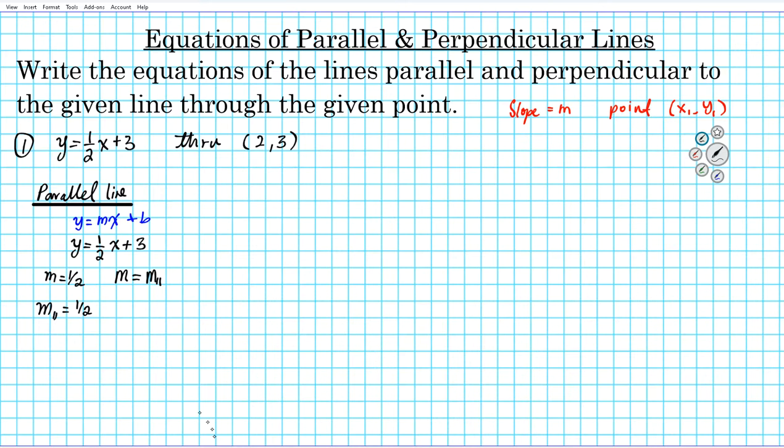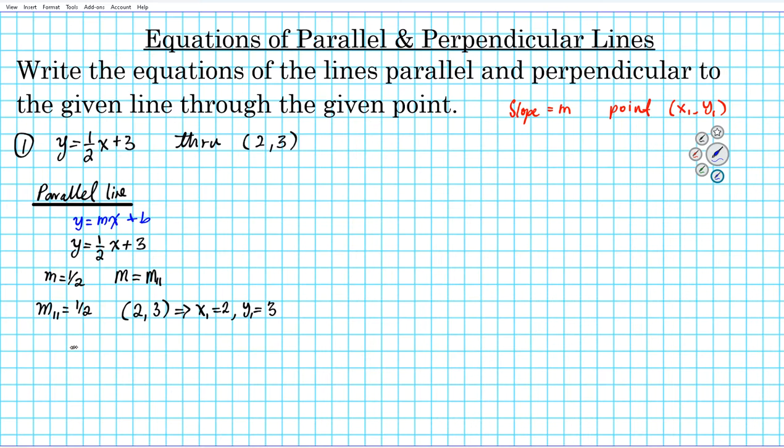We also need a point. The point that we are going to use is the given point, which is (2, 3). So the slope of the parallel line is 1/2, and the point is (2, 3). That tells us that x1 is 2, the x coordinate, and y1 is 3. Now, these are the ingredients. We need the recipe to pull it together. So the recipe is the formula, the point slope form of the equation of a line.